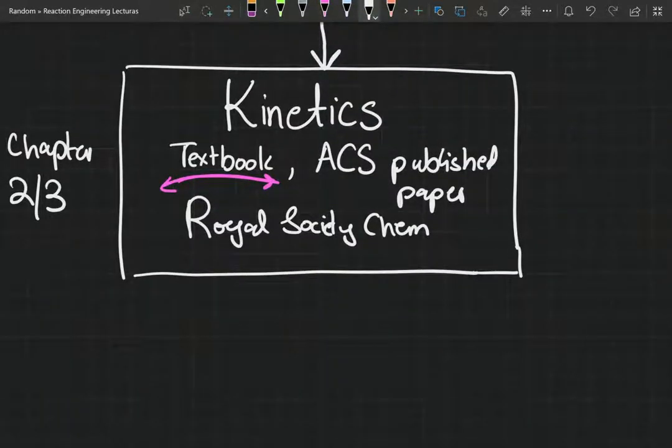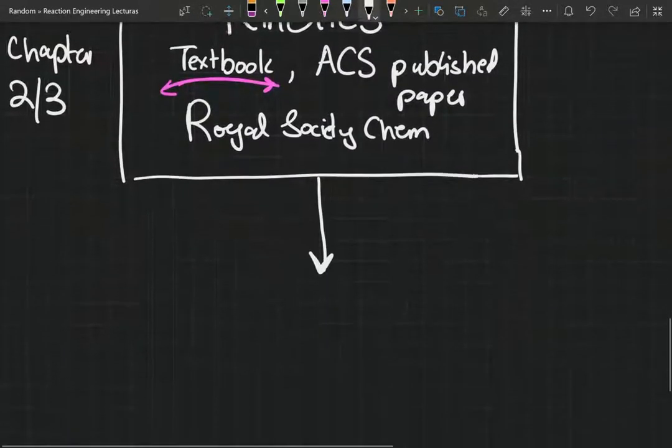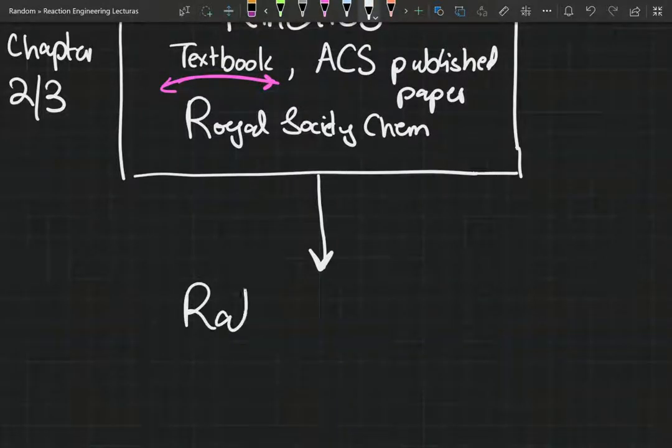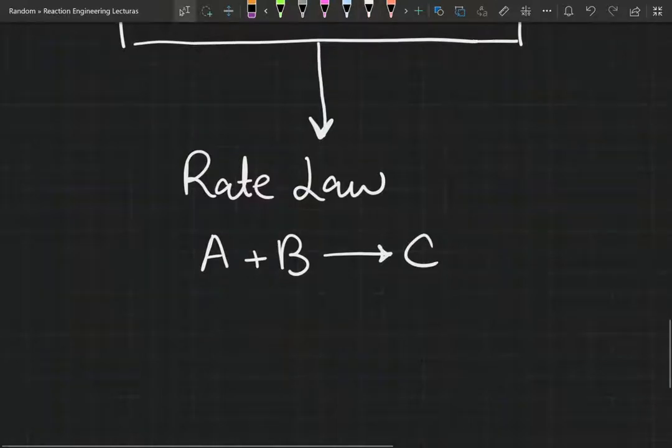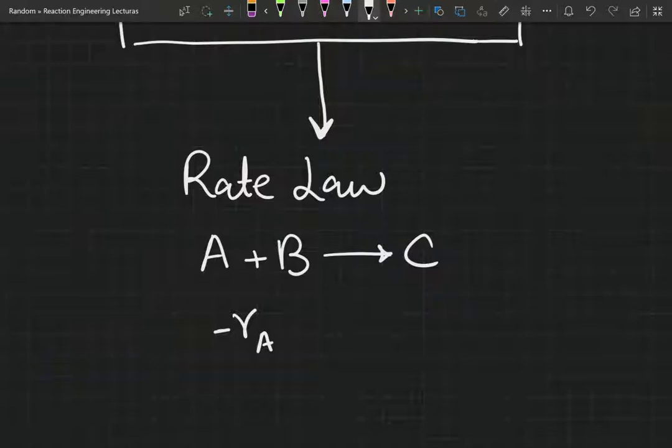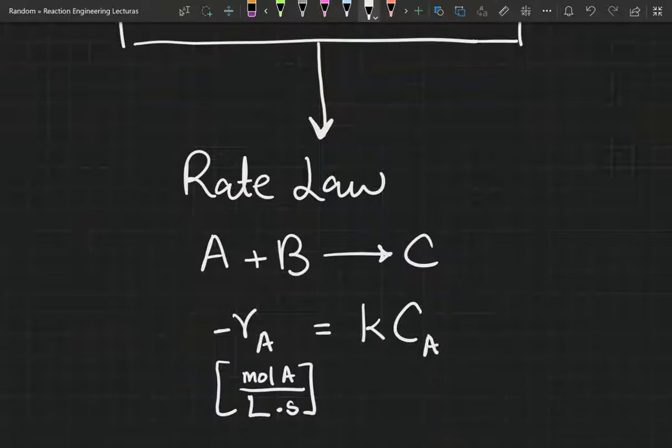And once you have the kinetics, you need to write an equation, a rate law expression. What do I mean by rate law? Let's say you have A plus B goes to C reaction, a very simple reaction. In most cases, the rate at which A is disappearing, the units are moles of A divided by liters times the second. The rate at which the concentration of A is disappearing is proportional to the reactants.